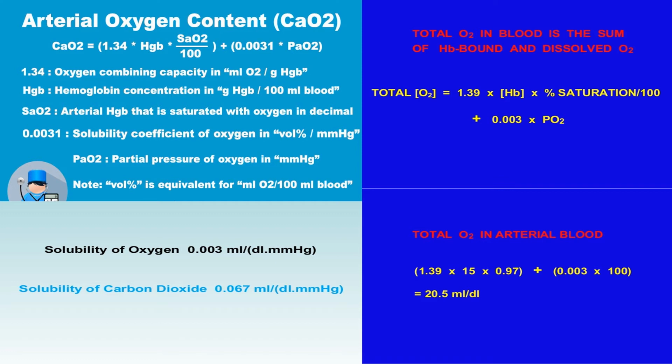Formula for calculating the amount of oxygen transported by 100 ml of blood. So, 100 ml of blood consists of approximately 15 grams of hemoglobin. Each gram of hemoglobin carries approximately 1.34 ml of oxygen.